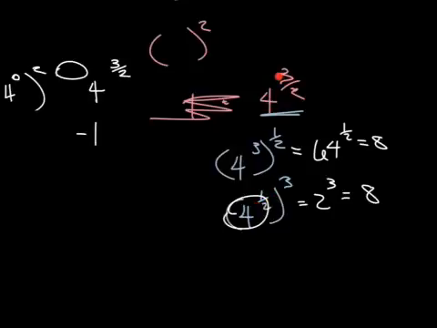You're just taking the 3 and the 1 over whatever this is and splitting them up and putting either this one first or that one first. So it doesn't really matter. So that's problem set 40 in Algebra 2.